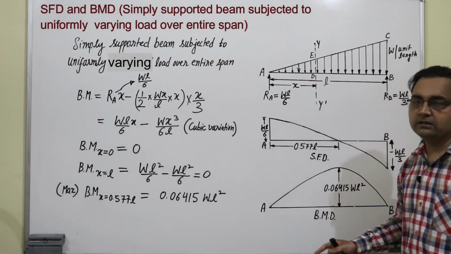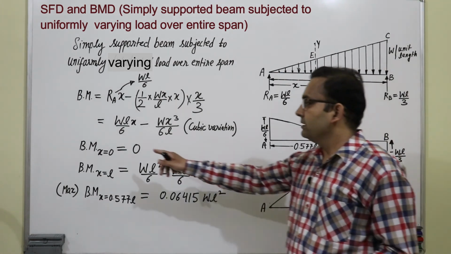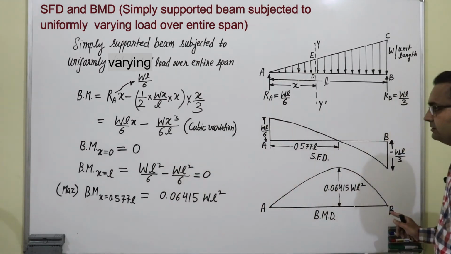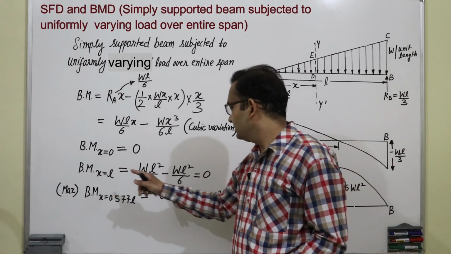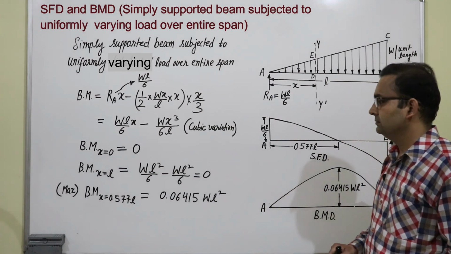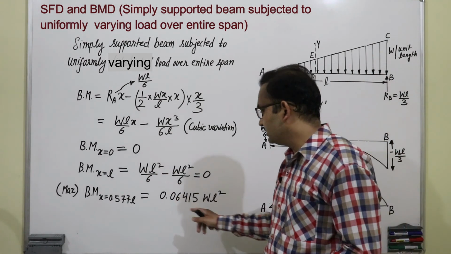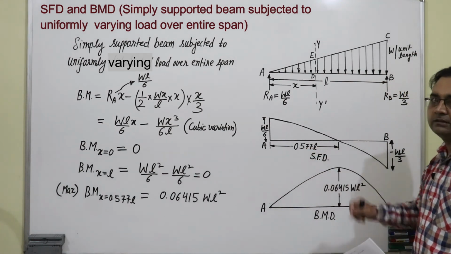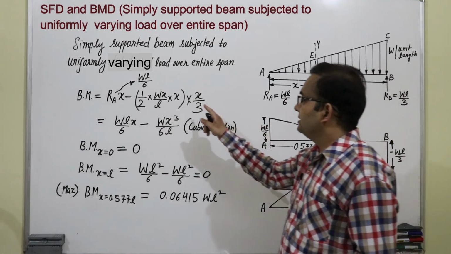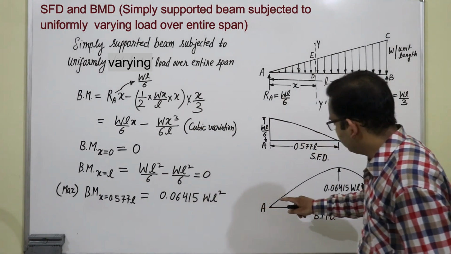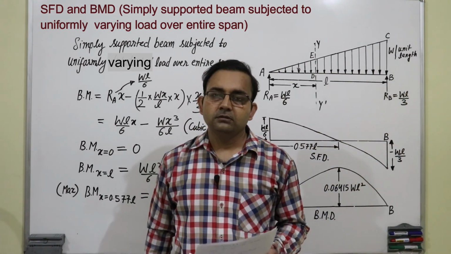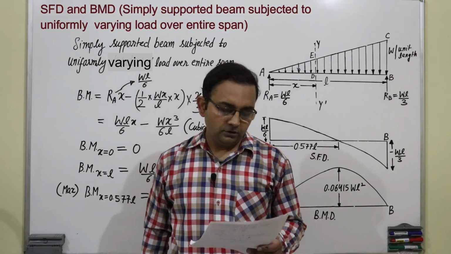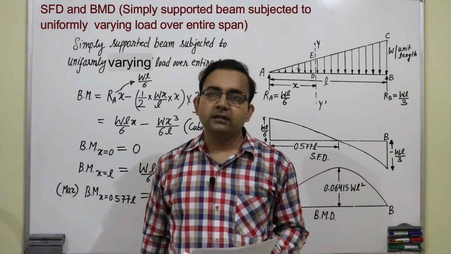So, bending moment at point A or x equal to 0 is 0 and bending moment at point B or x equal to L is 0. Bending moment maximum value is this one, which is at a distance of 0.577 L. So, it is a cubic variation. So, slope will be like this. So, this was the numerical on simply supported beam subjected to uniformly varying load over entire span.